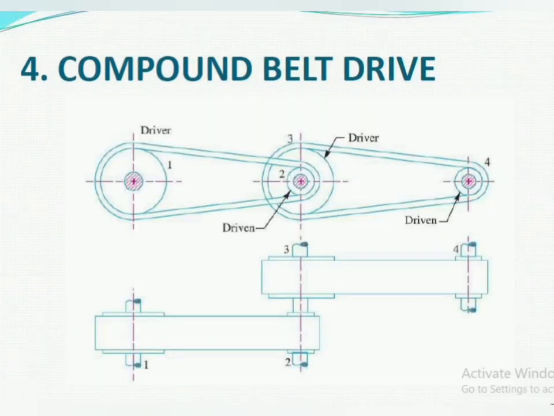This is the compound type of belt drive, where there will be more than one driver. The power from the driver is given to a driven shaft, and on the same shaft one more pulley will be attached, which also acts as a driver to another shaft. As you can see here, this is used for multiple power transmission requirements.